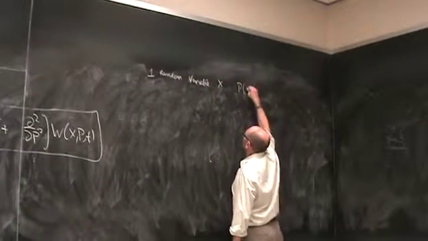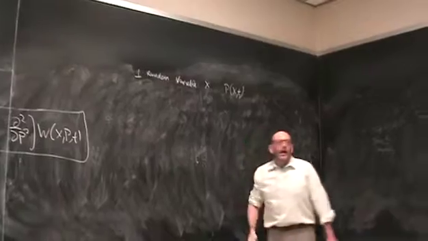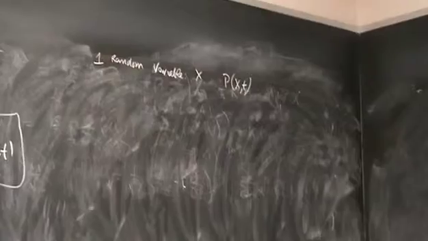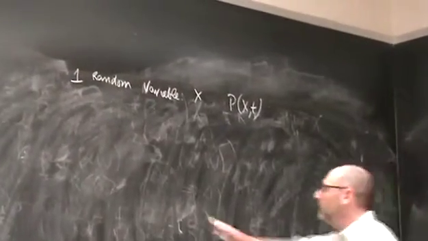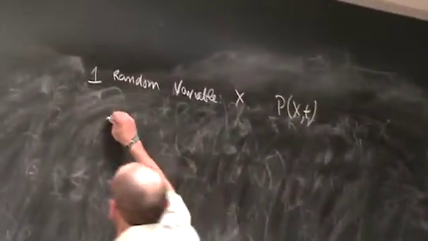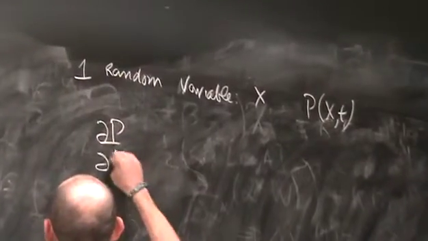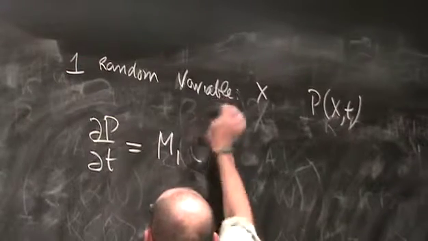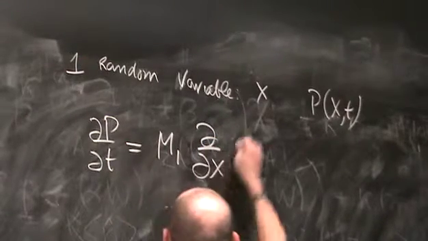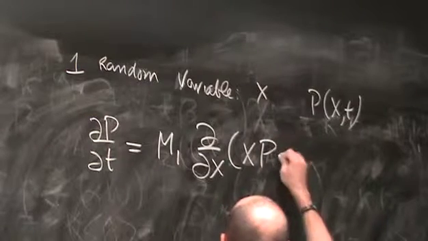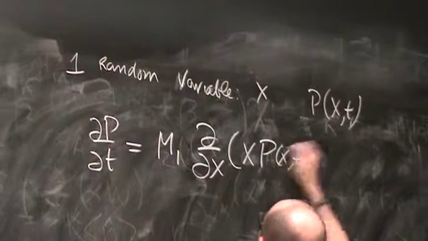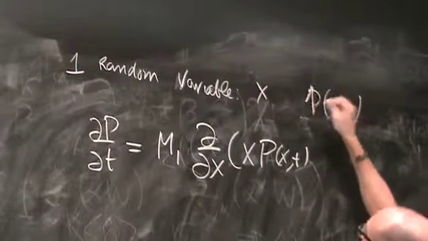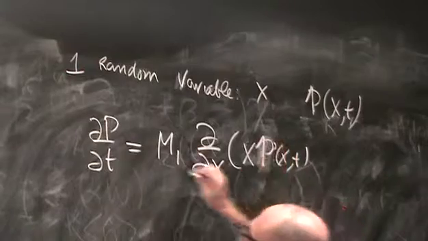And we have a probability distribution of that random variable that is changing as a function of time. Our probability assignment. Let's look at the case that it has the following form, with some coefficient we call m1, the derivative with respect to x of x times p. I'm sorry, I couldn't actually call it w, but call it p, because it's always called p in probability theory.